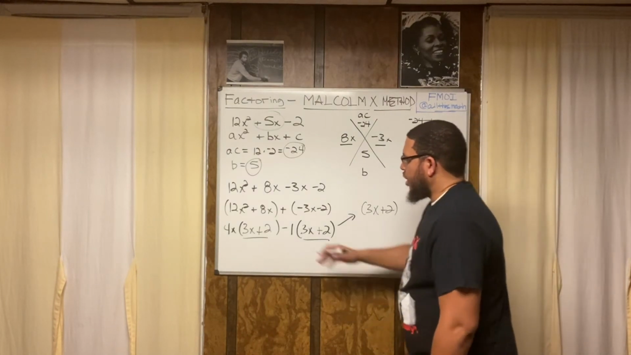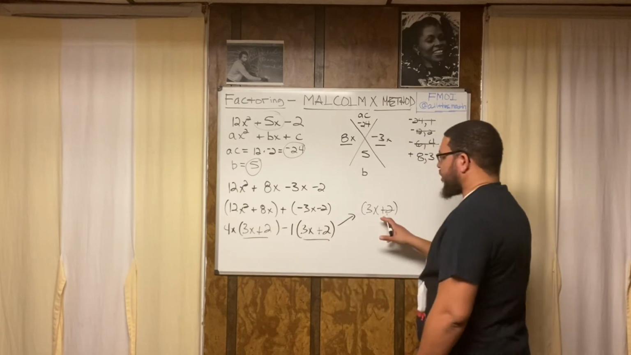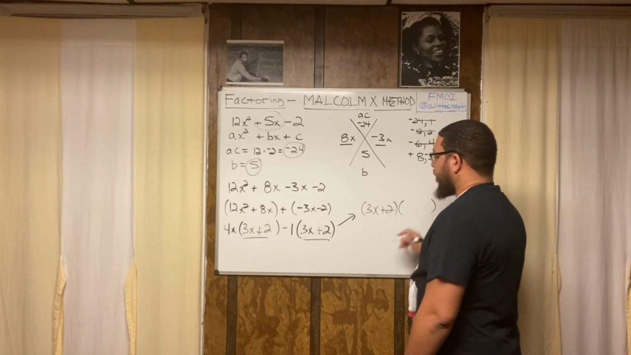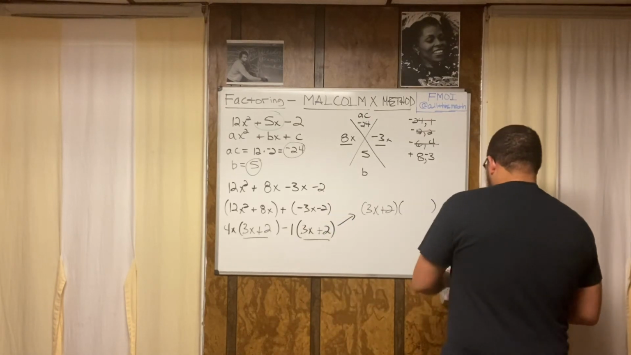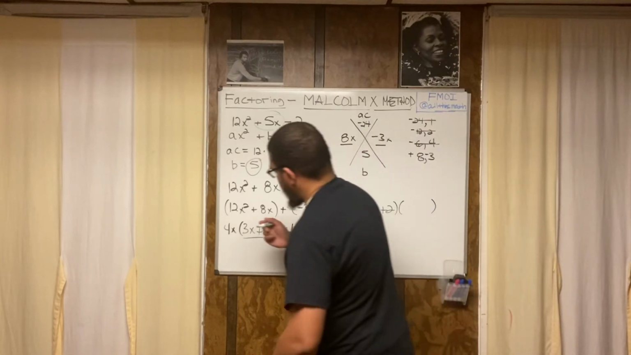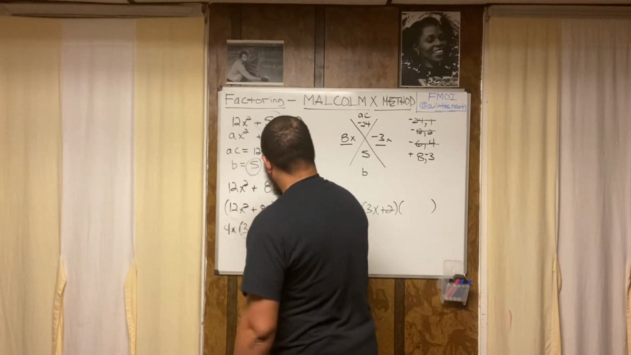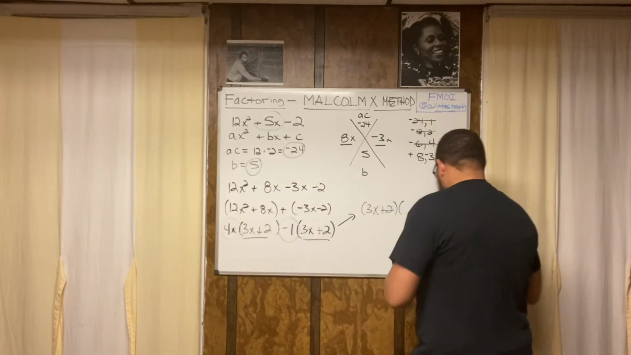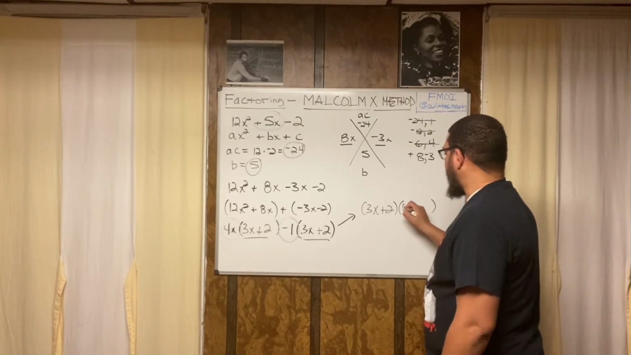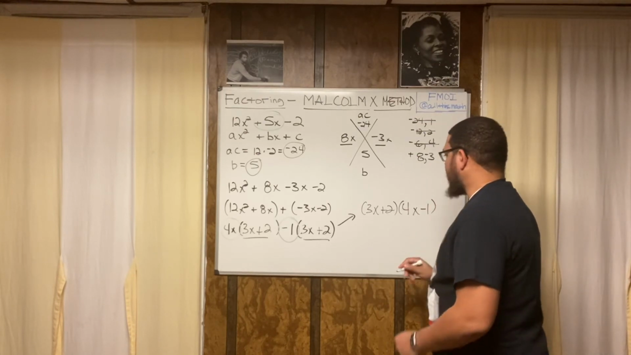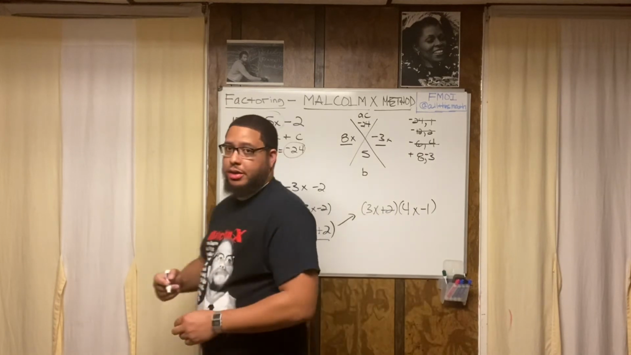So at any rate, whatever repeats, you write it one time, and then you're going to have another binomial consisting of these two outside terms, this 4x and this negative 1. So you put them together, and in the parentheses, you got 4x minus 1. And that's your final answer right there.